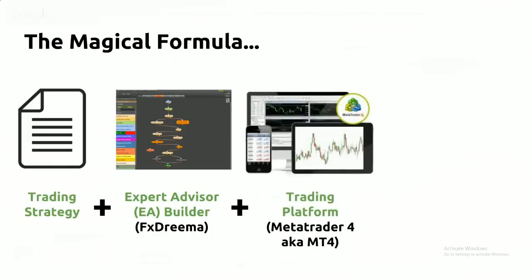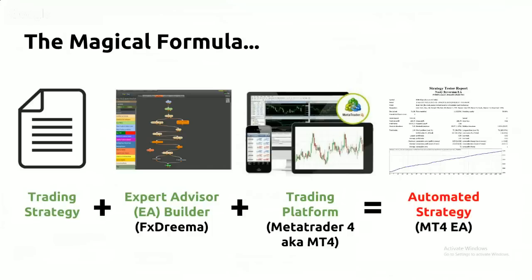Then you've got your expert advisor builder, which is FX Streamer. Then you need a trading platform, which is MetaTrader 4, aka MT4. This is your trading platform that expert advisors run on. We take those two together and it produces a report, which shows how the trades play out for that particular strategy. So hopefully the guys that were unfamiliar with what we're trying to do today now understand. We're taking a trading strategy, we're going to automate it using an expert advisor builder called FX Streamer, and then we're going to test it on the MetaTrader 4 trading platform, and it's going to produce some results for us.